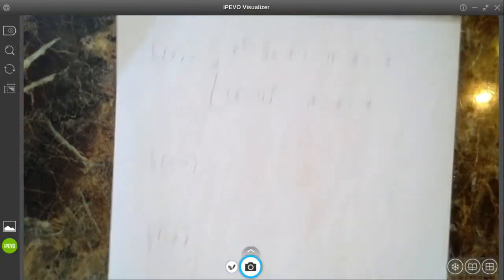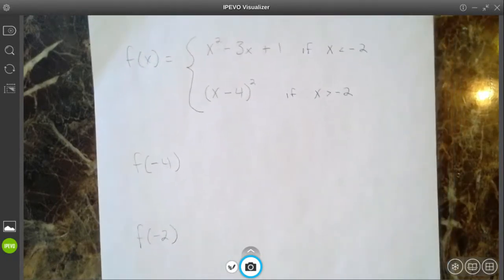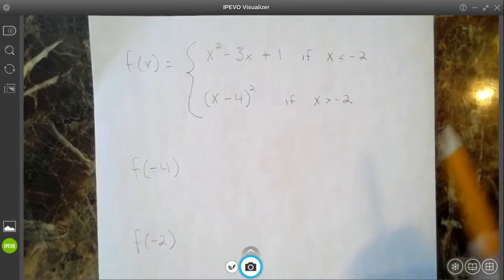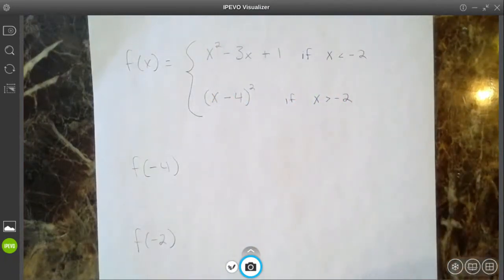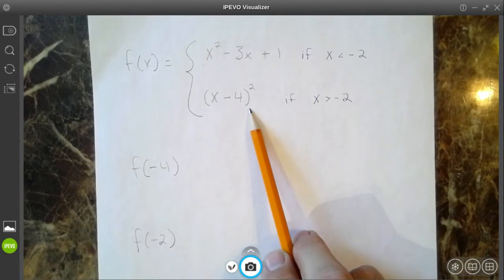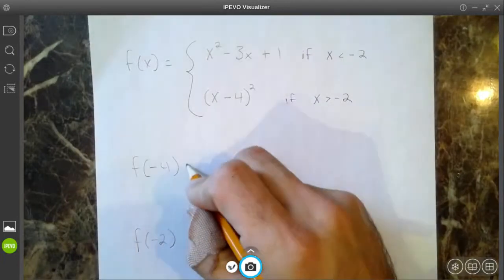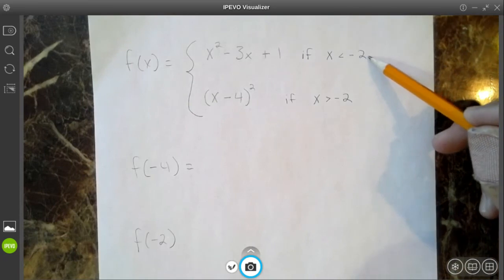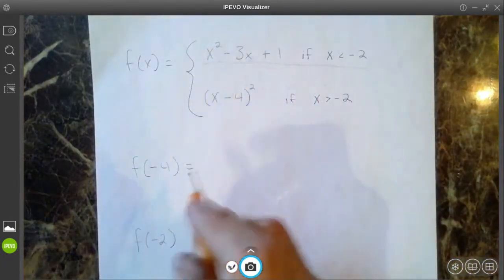This one is a little bit different, not much. This is a piecewise function that has quadratics making it up. Quadratic just means it's to the second power. We're going to use this long function if x is less than negative 2, and we're going to use this function if x is greater than negative 2. So let's try negative 4 for x. Is negative 4 less than negative 2, or greater than negative 2? That's right, it's less than negative 2. So we're going to plug it into this function.